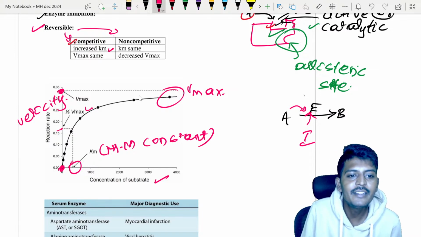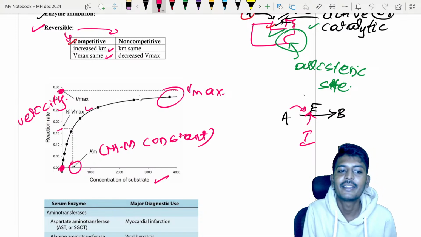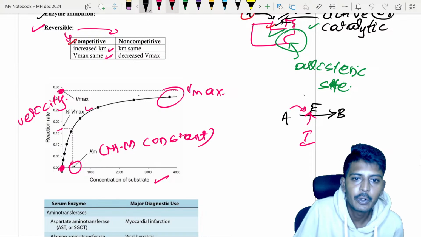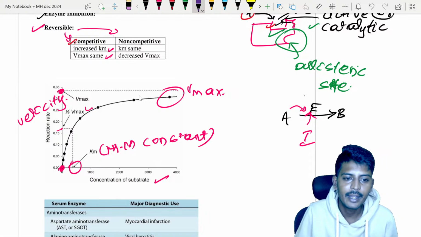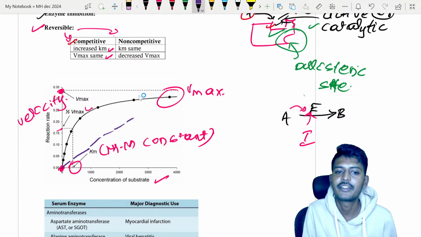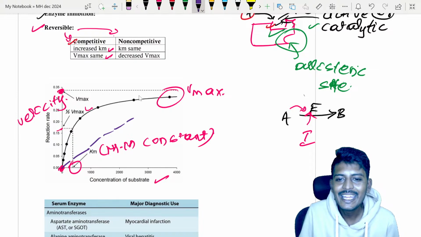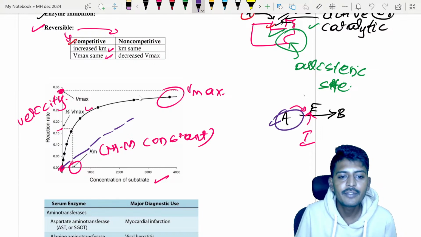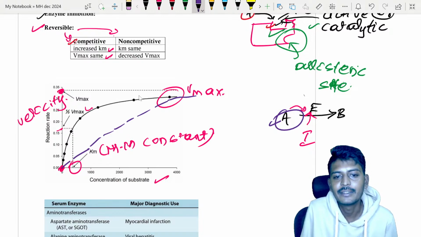So during the competitive inhibition, you find an increase of Km, but Vmax remains the same. What do I mean by this? Very simple. In the presence of inhibitor, the inhibitor also wants to bind, and the substrate is also trying to bind. Slowly the reaction rises. But if I increase the amount of substrate, it will go and reach the maximum velocity.